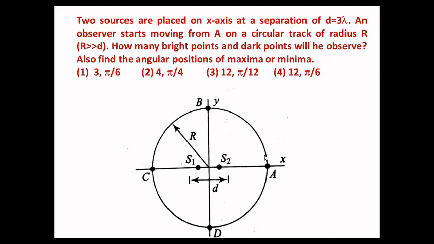So as he moves from here to here, looking into these two sources, the light received by him will go on changing. It will produce bright light and dark light as he moves. Suppose he is holding a detector, and if he is moving like this, how many bright points and dark points will he observe? Bright point means maxima, and dark points means destructive interference minima, as he completes one full circular path.